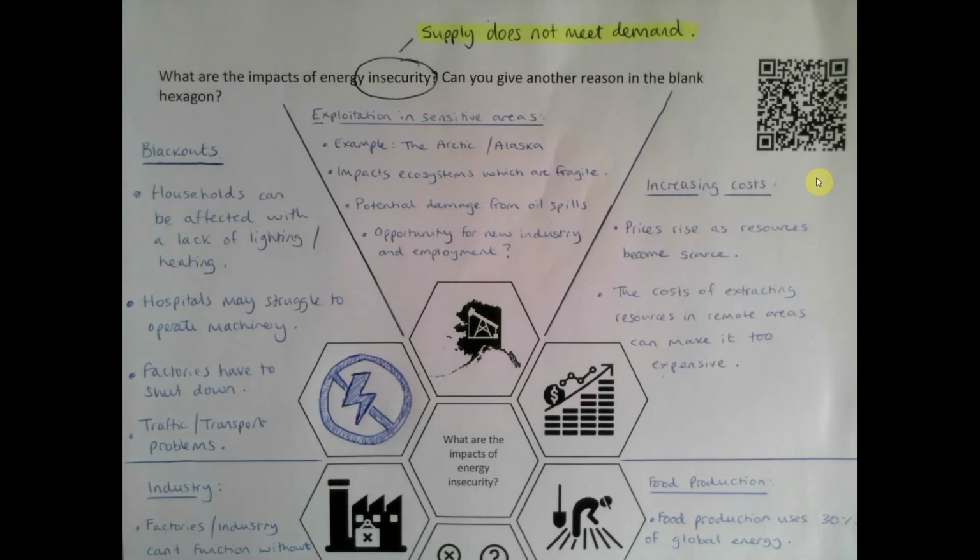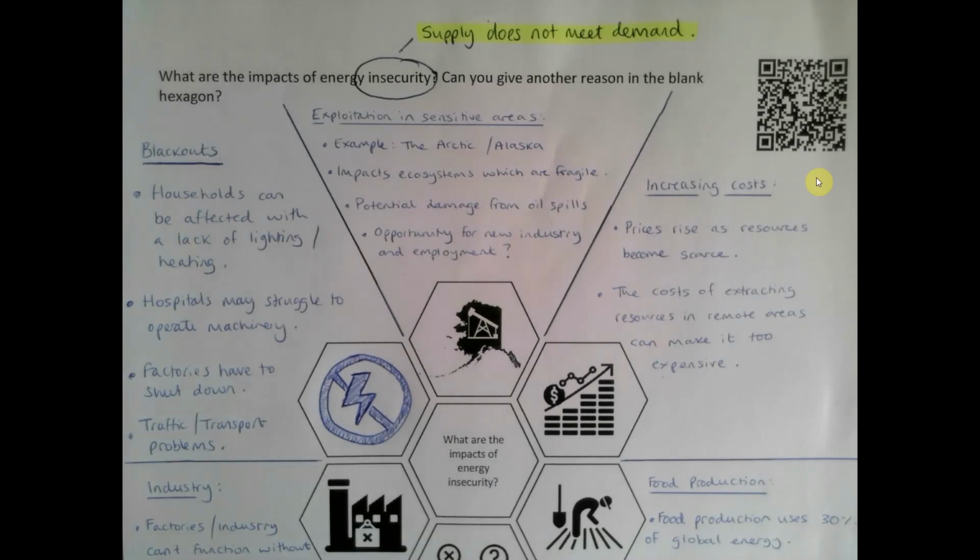The first hexagon here represents exploitation in sensitive areas. So as countries become more desperate for energy resources, they look to areas for energy that they might not have exploited energy from in the past, places that maybe they considered too sensitive or too precious to actually exploit the resources from. Two good examples of that are the Arctic and also the Amazon rainforest.